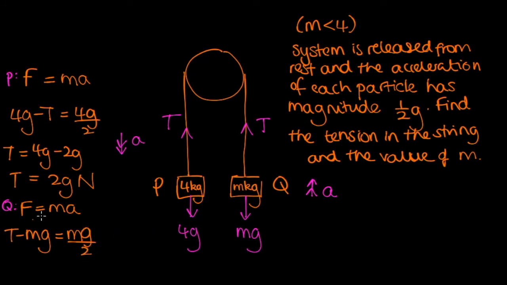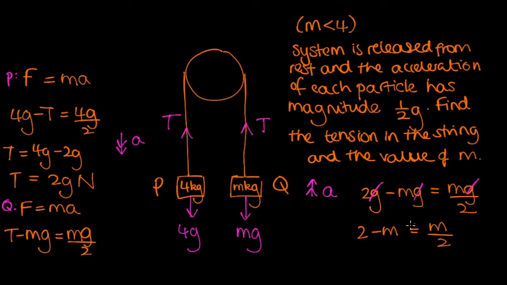So we know the tension is 2g newtons. So 2g minus mg is equal to mg over 2. Notice how we have g in every term of this equation, so we can cancel it. We're left with 2 minus m is equal to m over 2. If we multiply everything by 2, we get 4 minus 2m is equal to m. So 3m is equal to 4. So m is equal to 4 over 3 kilograms, which is approximately 1.3 kilograms to 2 significant figures.